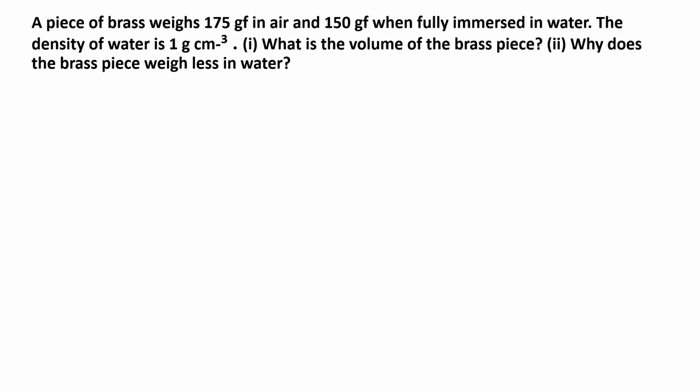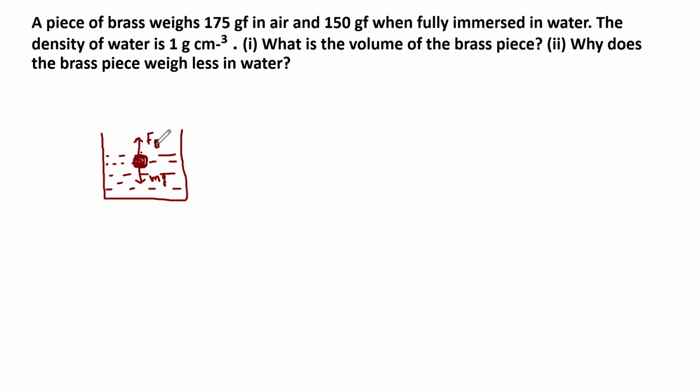Whenever you submerge this brass piece in water, what will happen? We can see in the diagram. Suppose there is water and this is the brass piece. When you put this brass piece in water, its weight is acting downward, that is mg, but upthrust is acting in the upward direction. Due to this upward force acting on the object, its apparent weight, or net downward force acting on this object, would decrease. Due to this, the brass piece will weigh less in water.